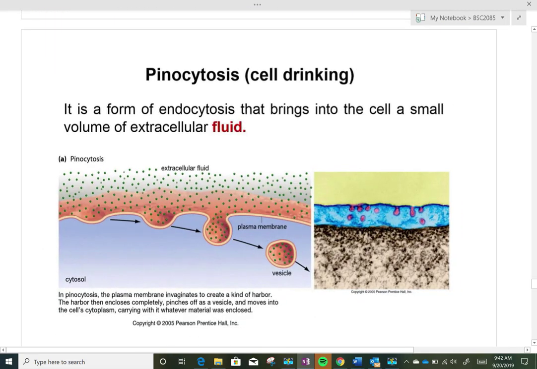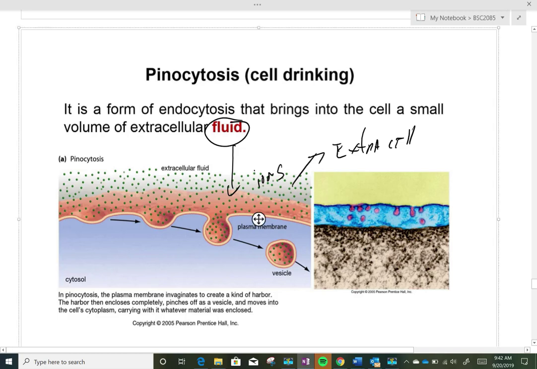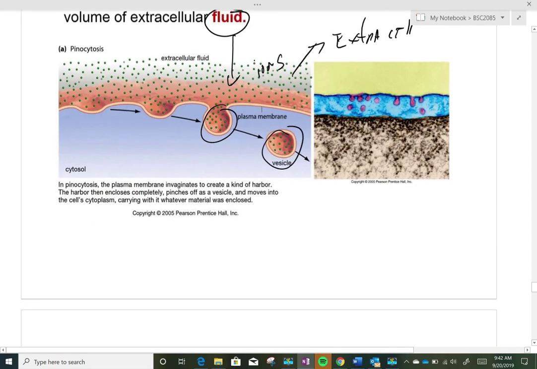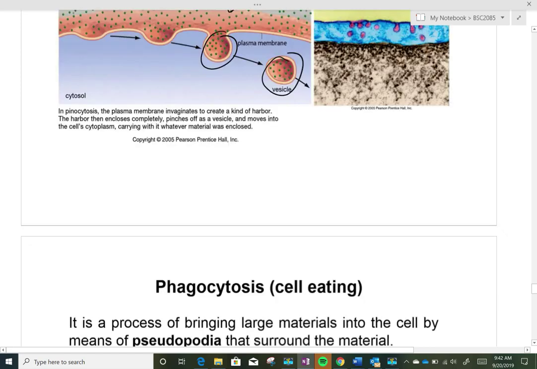So again, pinocytosis is cellular drinking. That, of course, is the fluid content. So any ions that are in the extracellular space are going to be able to, again, create a vesicle, and that vesicle is going to be able to be used by the cell. Okay?